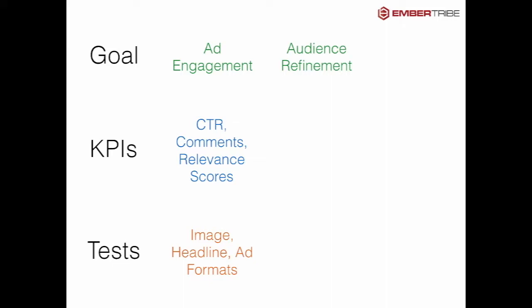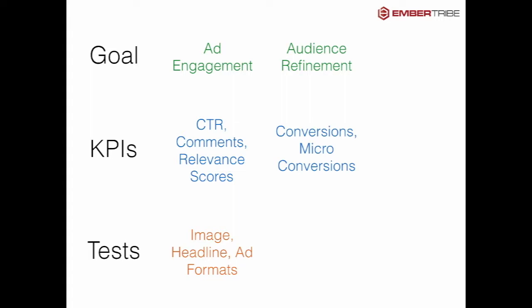Okay, let's take the goal of audience refinement. So it's not enough just to get ad engagement. We don't just want to get people to interact with our ads, we want to get the right people to interact and to click through. So what we're measuring here are conversions. Who are the types of people who are coming in? If you're business to business, are you getting people that are the right job title? Are you getting decision makers? Are you getting the people in the door that you really want to be talking to?